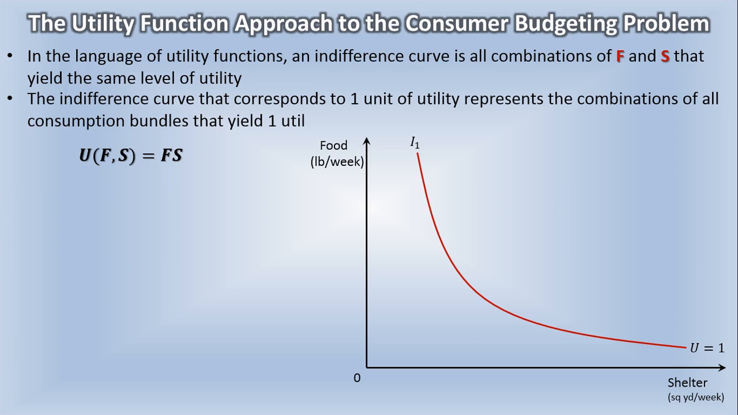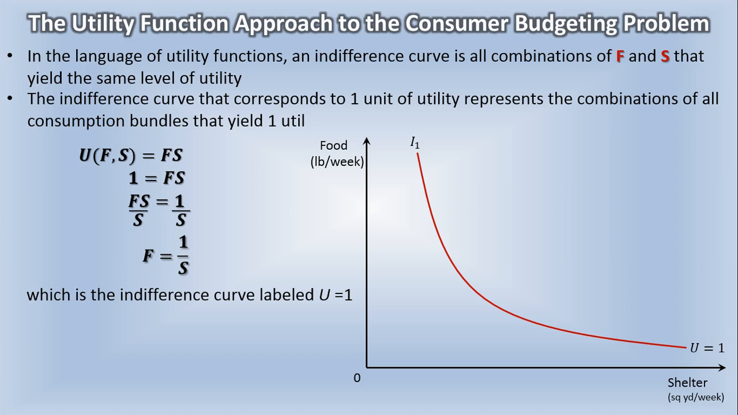We know that utility is a function of food and shelter and takes this functional form. So if we set our utility equal to 1, then we can solve for the equation of this indifference curve by solving for F in terms of S. I just switch the sides here, divide both sides by S, and that gets me to the equation for my indifference curve: F equals 1 over S. So an indifference curve basically just holds utility constant and then relates the two goods in a way that demonstrates a trade-off between the two.